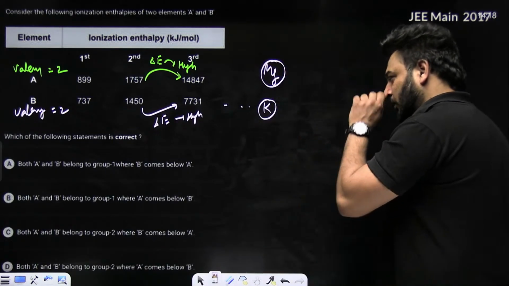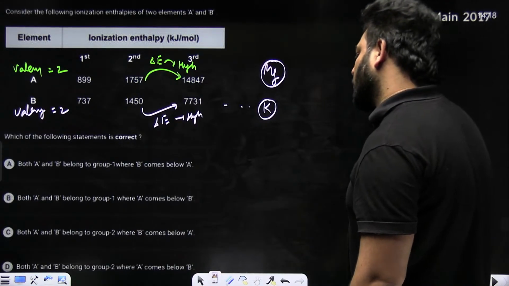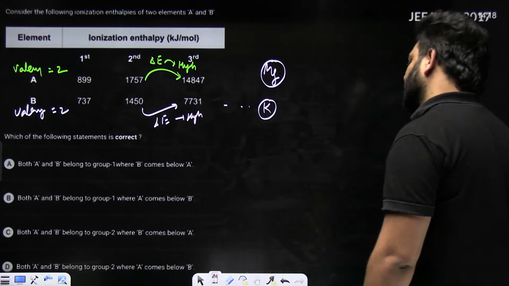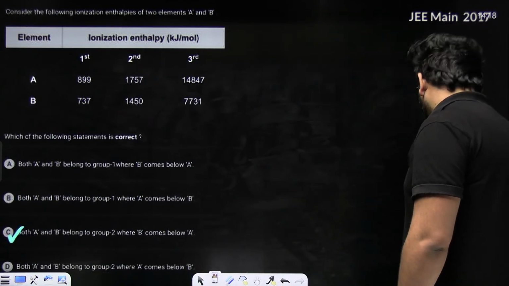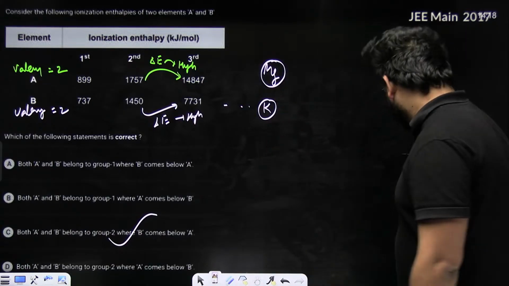Now please check out the correct answer. Both A and B belong to group 1? No, they all belong to group 2. B comes below A. I think this is correct. C is the correct answer, absolutely correct. That's how we do it.